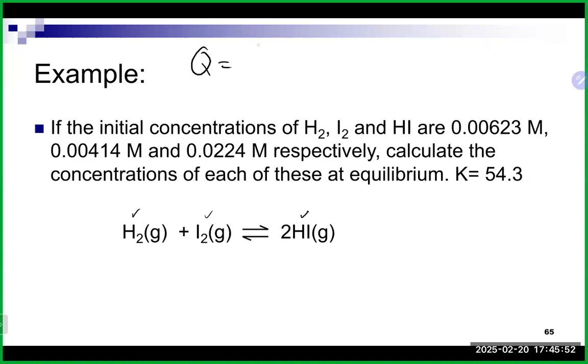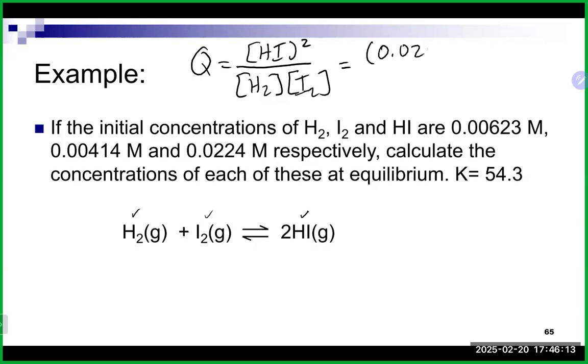And Q in this case would again be the concentration of HI, and we're going to square it. Again, we do Q exactly the way that we do K. So divided by the concentration of H2 times I2. And in this case, we're going to put our initial concentrations in. So we got up on top there 0.0224 squared divided by 0.00623 and 0.00414.